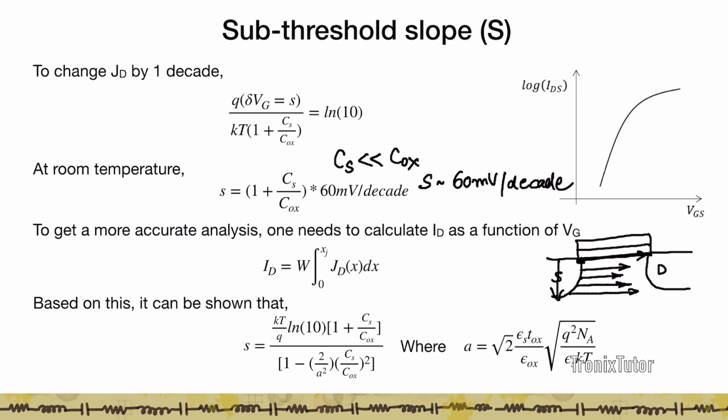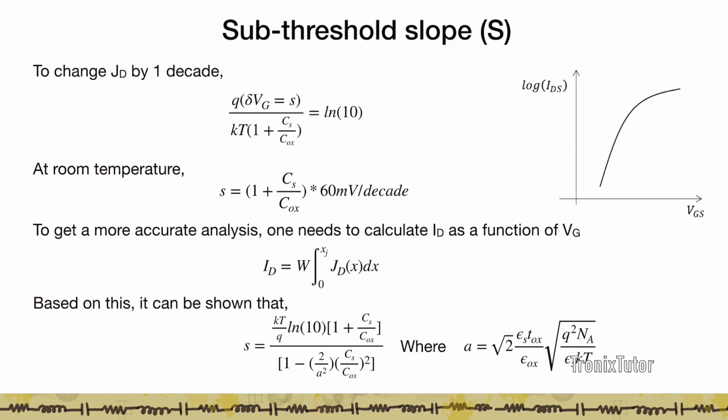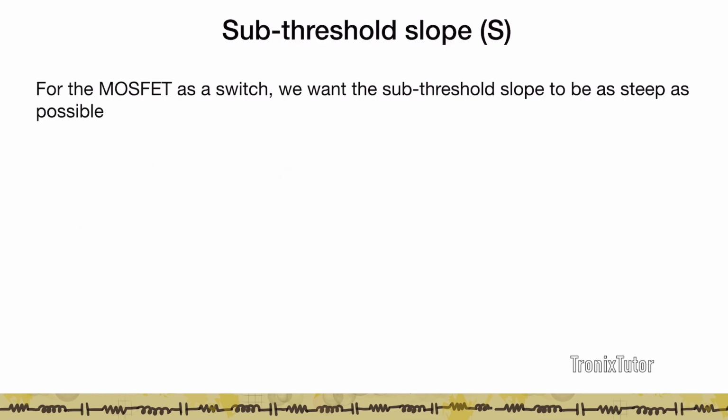If you account for that, you get an expression which is more complicated than this, but has the same kind of relationship. You still get the (1 + C_s/C_ox) times kT/q ln 10. So 60 millivolt per decade is the limit, the fastest you can switch the transistor. Therefore, if I want to use a MOSFET as a switch, that is, to have two stable states, one a low leakage state and one a very high conductive state, we want the subthreshold slope to be as steep as possible.